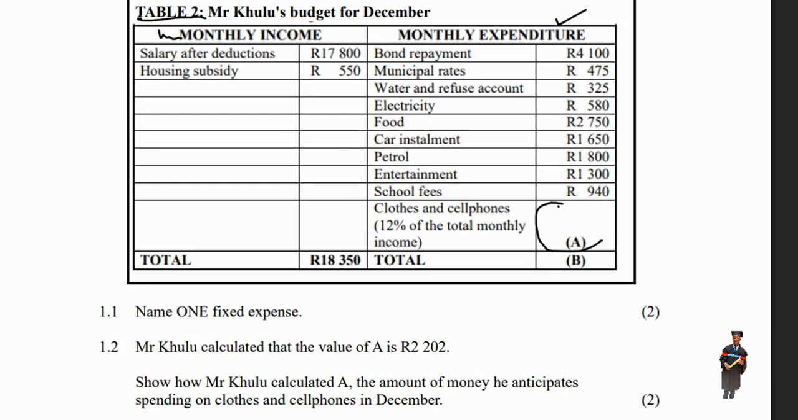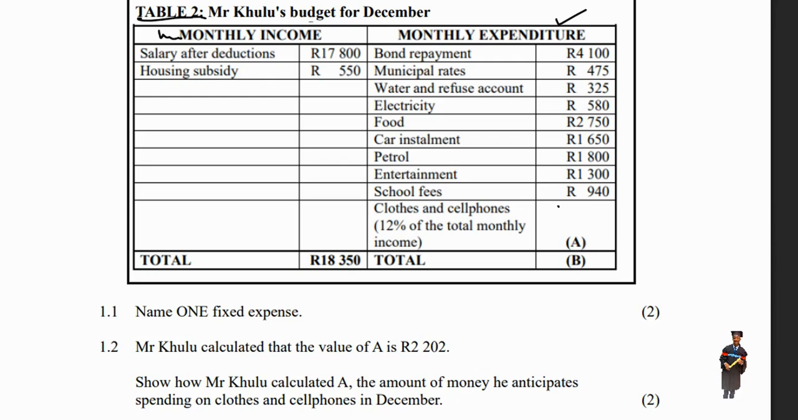Okay, and then let's look at this one. We can see here we have A. There is a missing value. There is a missing expense here. They did not tell us how much Mr. Kulu spends on clothes and cell phones. Obviously, since they have written A, just know that there will be a question that requires us to calculate the value of A. Every time when they write something like this, just know that they will want you to calculate the value of A and the value of B yourself.